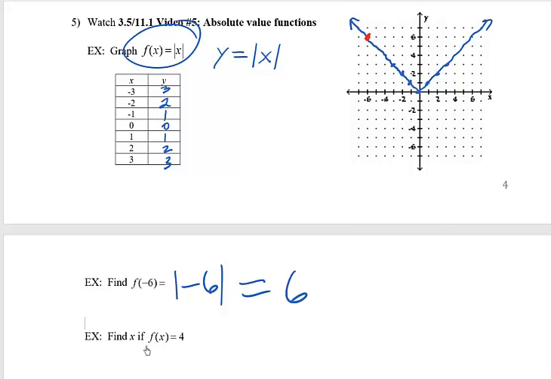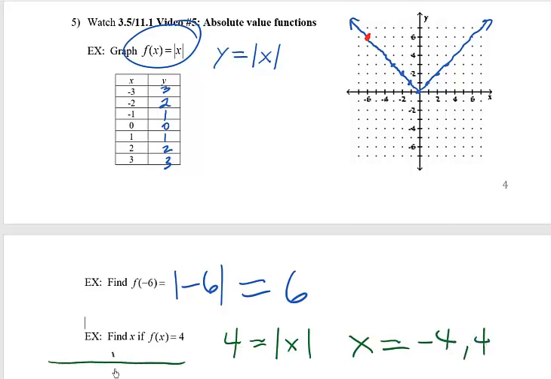How about this second example? Find x if f(x) equals 4. Well, now I don't know what x is. I know what f(x) is. So I would have to replace the f(x) with the 4 and then solve for the x. Well, this is where the whole mystery number thing would come in. I'm looking for a mystery number. Its value part is 4. Well, there's only two places you could go, and that would be either x equals negative 4 or x equals positive 4. You could, of course, draw the tool if you wanted to and count spaces.